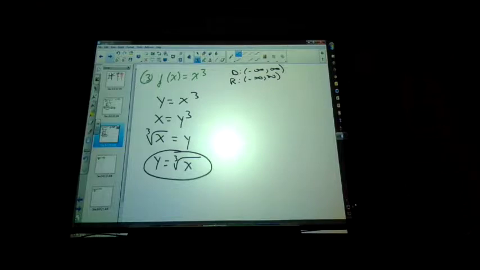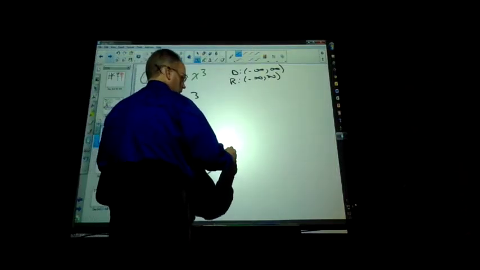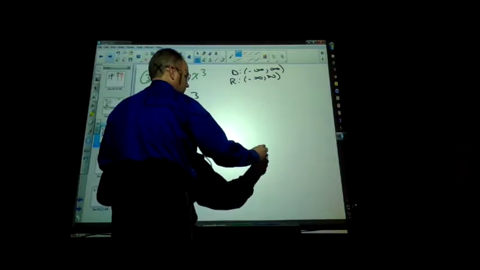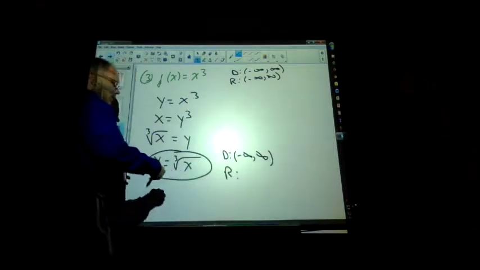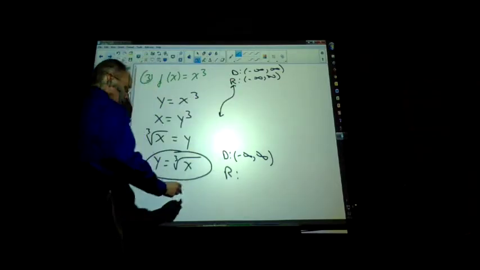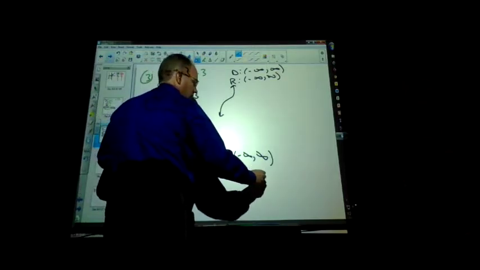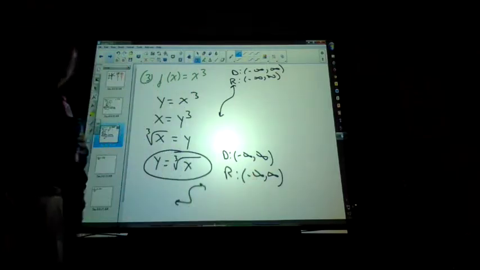Can I have negative third roots? Yes. Third root of negative 8 is negative 2. Third root of 0 is 0. Third root of 8 is 2. So that's going to work. So my domain will easily be negative to positive infinity. My range, I think it would be the same thing. So this graph would look like this, while this graph is going to look like this. So same idea, negative to positive infinity. That okay?